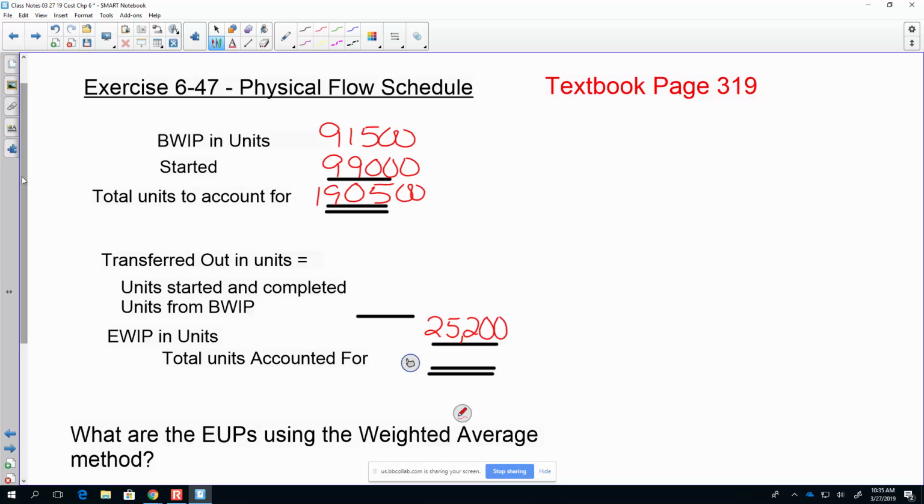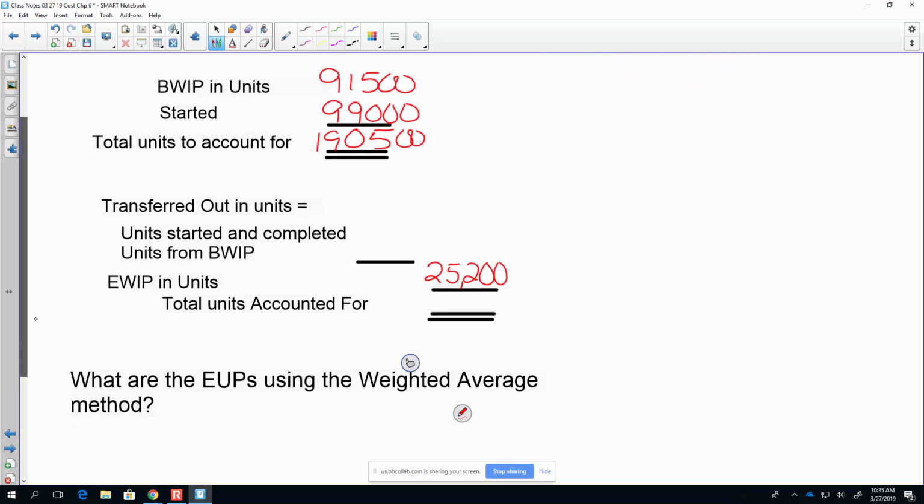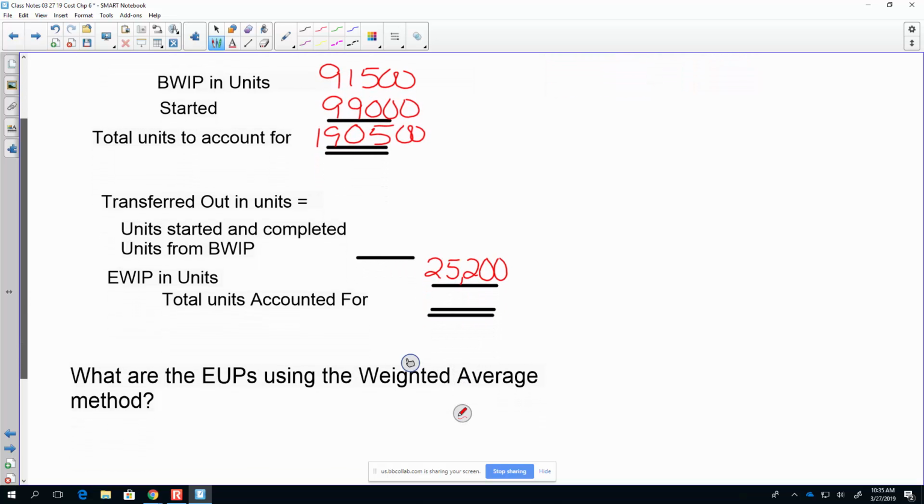So where does the 195 also appear? On the bottom. On the bottom, right? So this number has to appear here as well. These have to match.